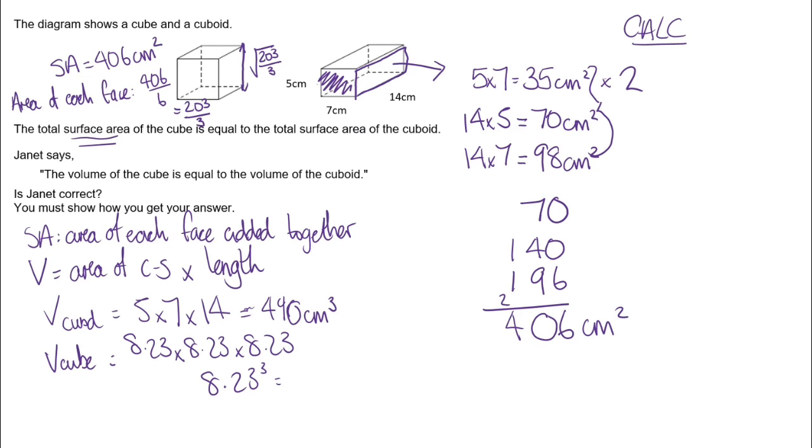Okay? And that gets me 556.6 centimetres cubed. So actually, Janet is not correct. The volume is not equal in the cube and the cuboid. So is Janet correct? No. We've shown that the volume of the cube is 556.6, where the volume of the cuboid is 490.